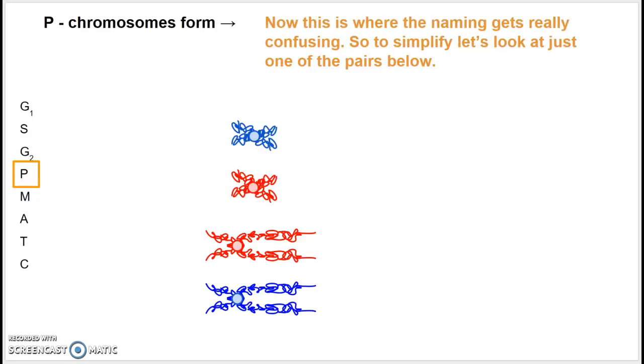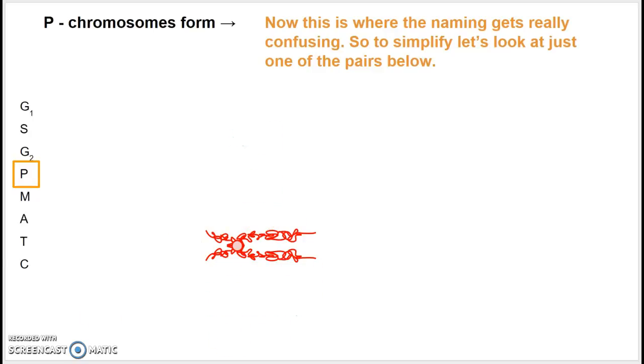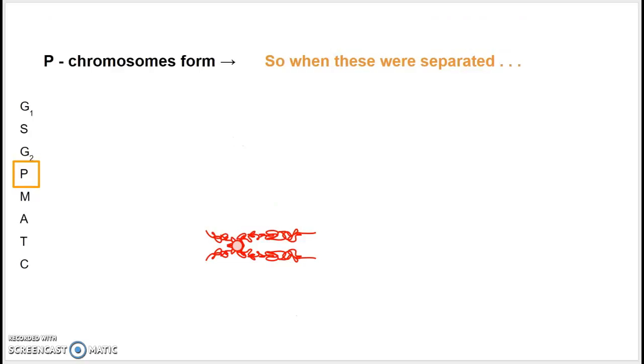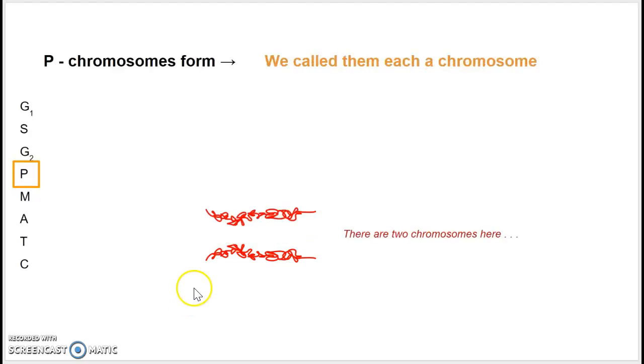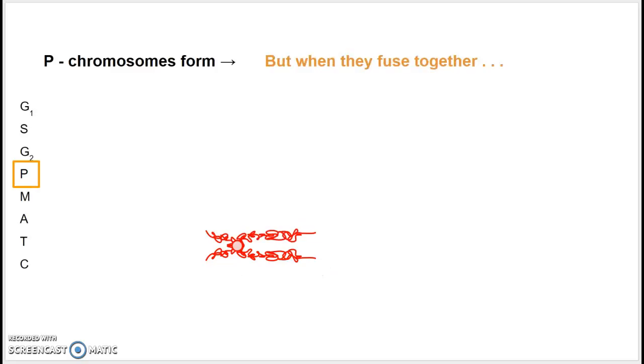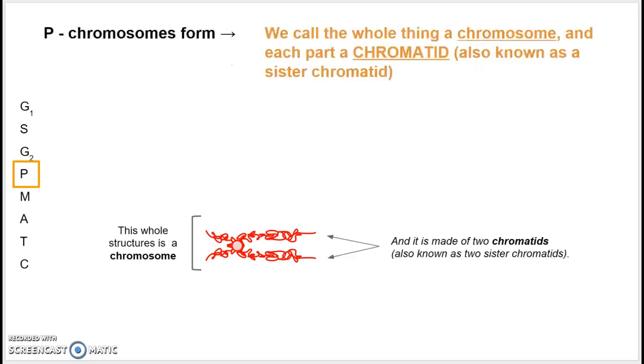Now this step is also where the naming gets really, really confusing. So to simplify this, I'm going to look at just one of these pairs. So let's get rid of all of these except for this one right here. Now, when these were separated, we called them a chromosome. This was a chromosome and this was a chromosome. There were 2 chromosomes. However, when we fuse them together, we now call the whole structure a chromosome, and we call these 2 pieces chromatids. And oftentimes they're called sister chromatids.